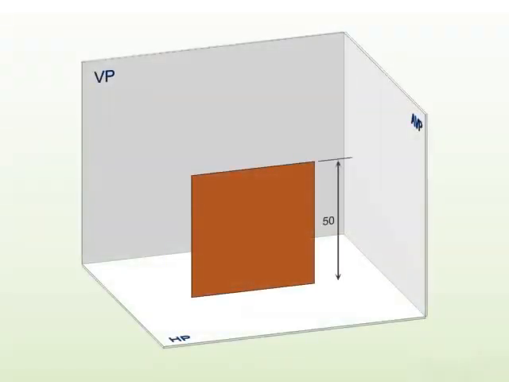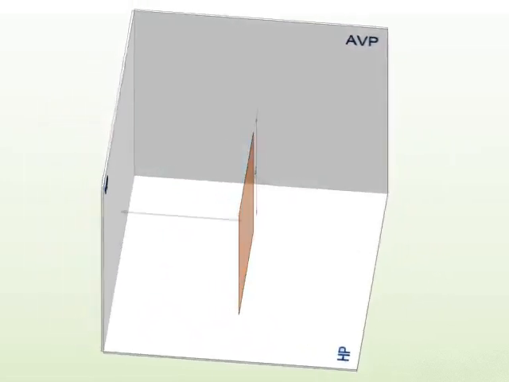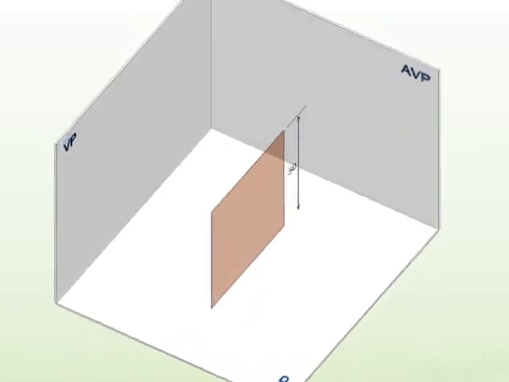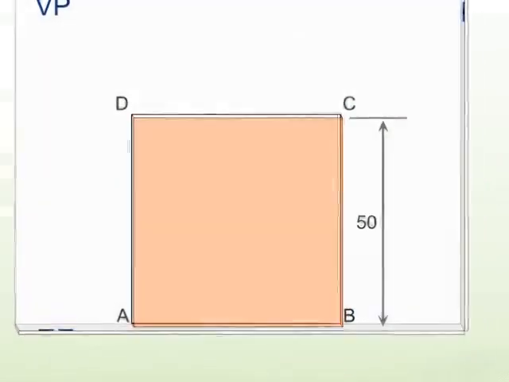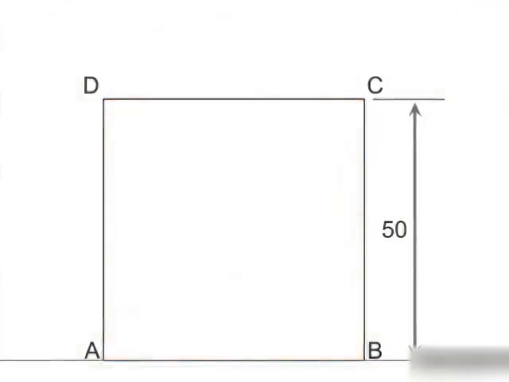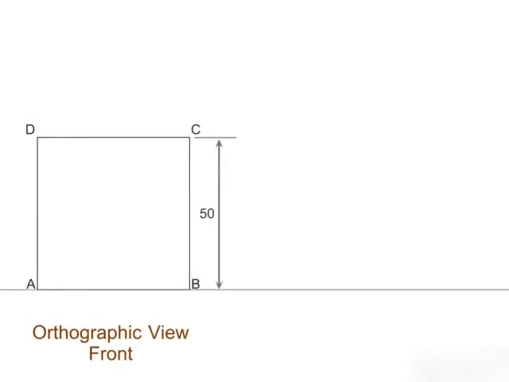So let's illustrate an example. A square lamina is positioned with its surface parallel to VP. Observe its orthogonal front view ABCD gives true shape and size. Now let's describe the isometric views. In isometric view, the horizontal lines in orthogonal view appear as inclined lines making an angle of 30 degrees with reference line.